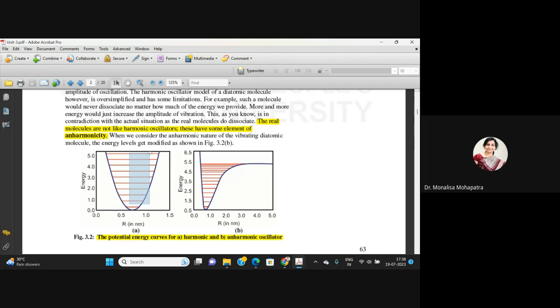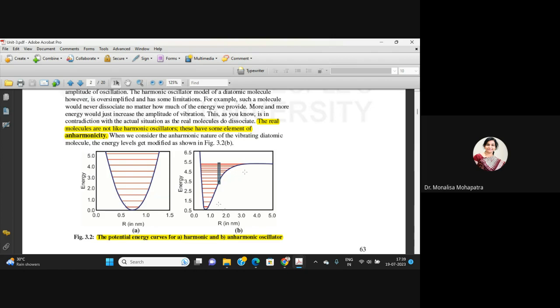The quantized energy levels are equispaced. However, if you see this anharmonic oscillator part, then it is no more equispaced. First point is that it is no more equispaced. Second point is that, as you go up, you can see the spacing between the energy levels is also decreasing.